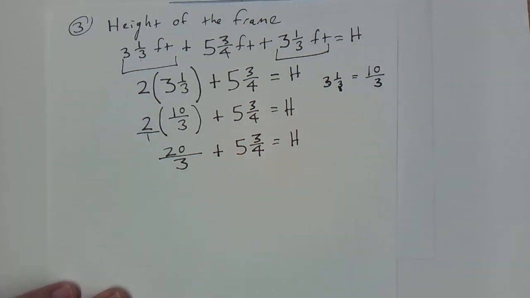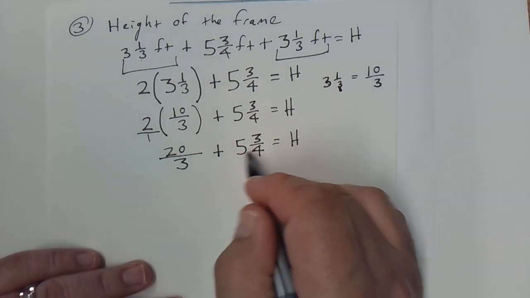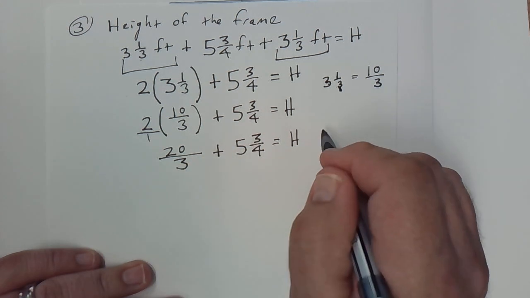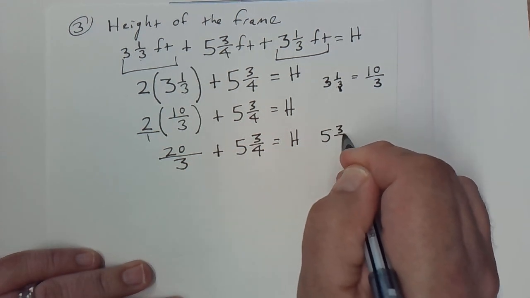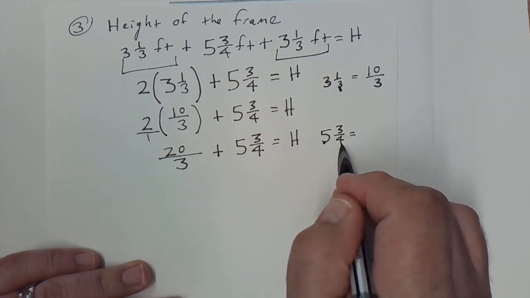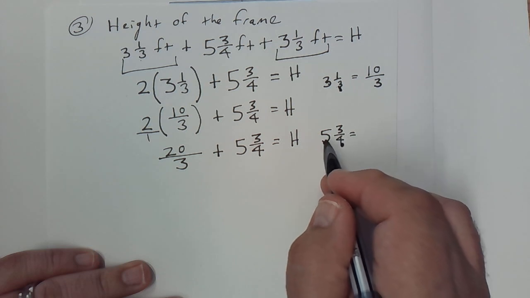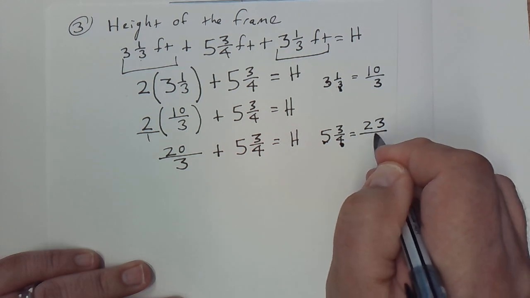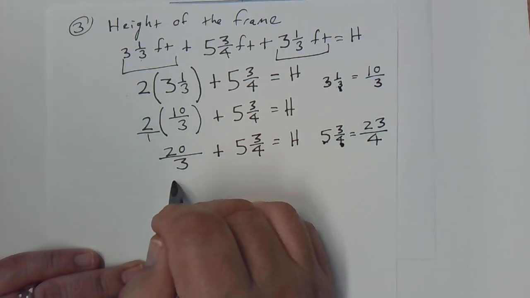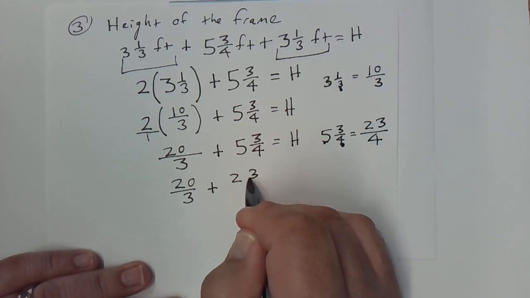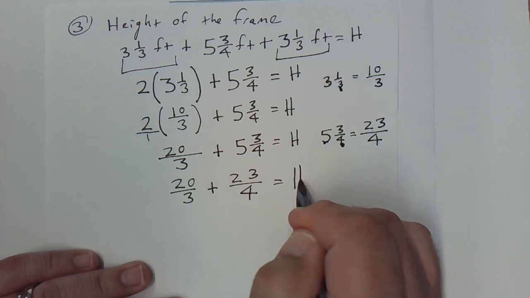Now again, to make this a little clearer and a little simpler, I think, I'm going to convert this mixed number into an improper fraction, just as I did over here. So I'm going to rewrite it 5 3/4, and I'm going to take the 5, which is the whole number, and multiply it by the denominator. 5 times 4 is 20, and then I add the numerator, which is 3. So 5 times 4 is 20, plus 3 is 23, and we have the same denominator. So I can rewrite this as 20 thirds plus 23 fourths is equal to the height.